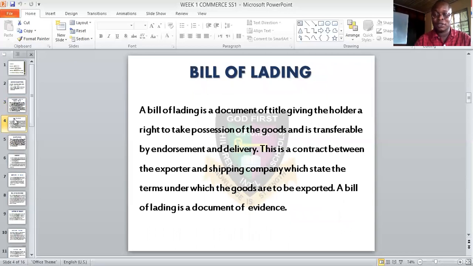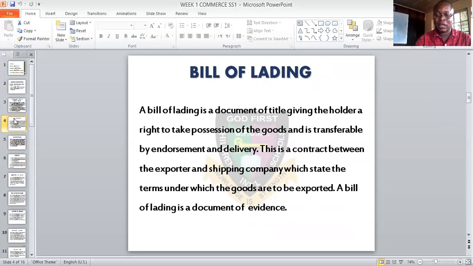The following are the documents used in international trade. The first one is bill of lading. Bill of lading is a document of title giving the owner a right to take possession of the goods. It can also be transferred. This transfer needs to be endorsed, and it will be delivered to the new ownership.